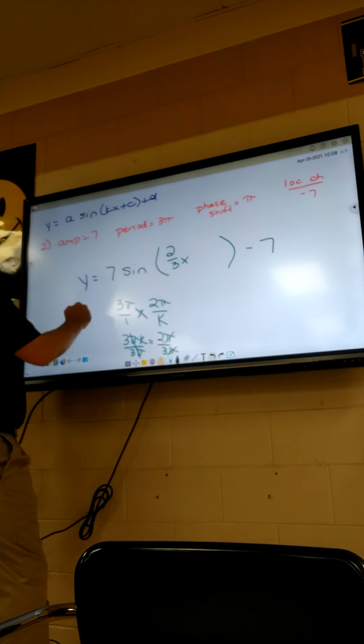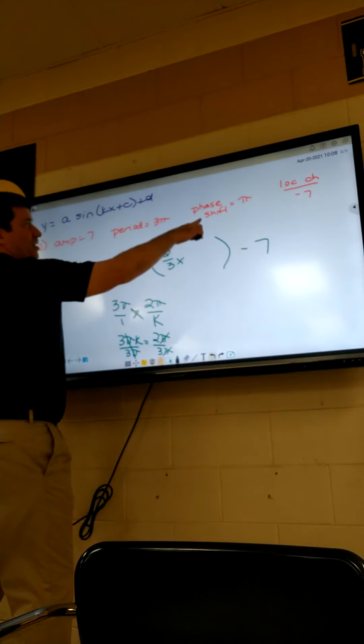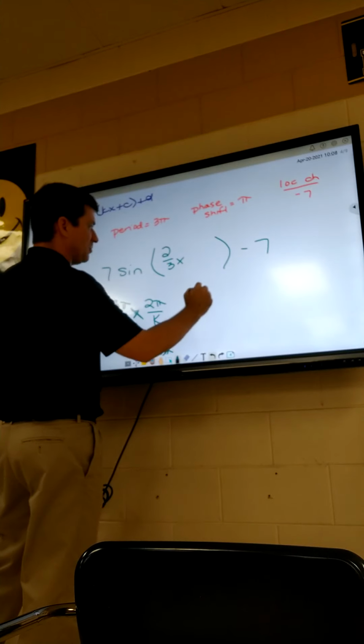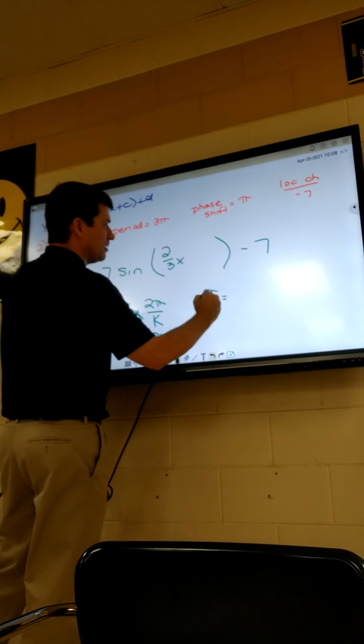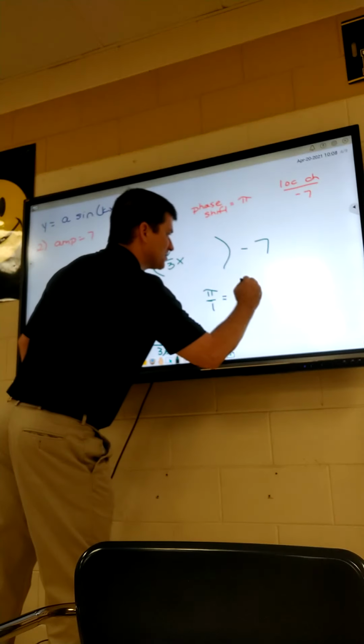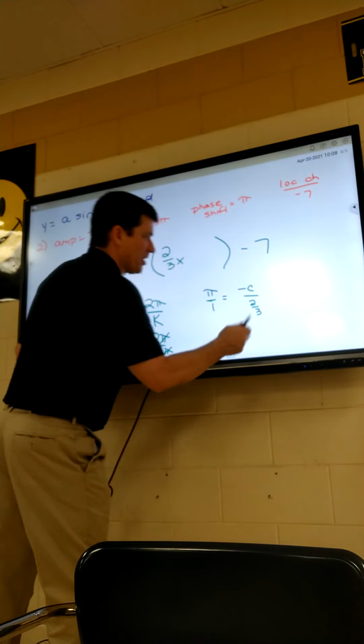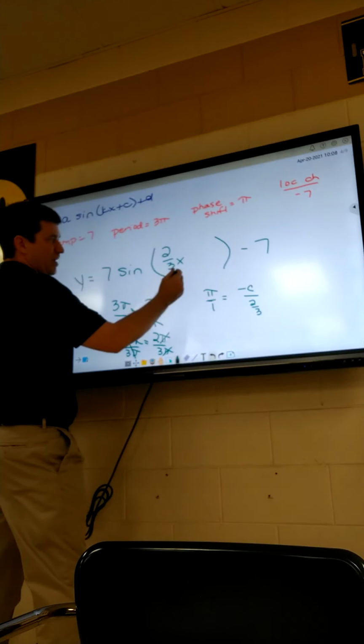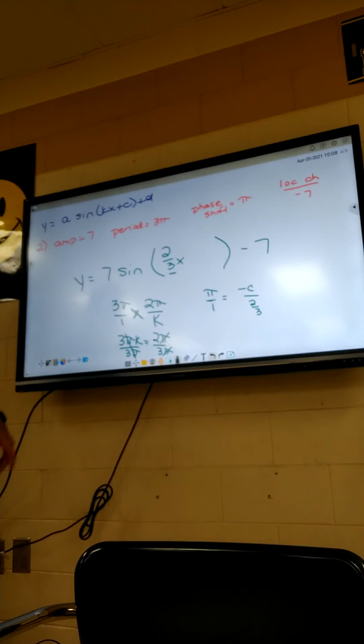All right, for the other number that goes right here, Ellis, you got to bring down what they have for phase shift, which is pi over 1. And I got to set that equal to my phase shift formula. What is my phase shift formula? Negative C over K. So it's going to be negative C over 2/3. Where'd I get that from? Because we already found out K equals 2/3. Y'all cross multiply that and divide it, see what you get. We should be getting faster at this cross multiplying and dividing process.